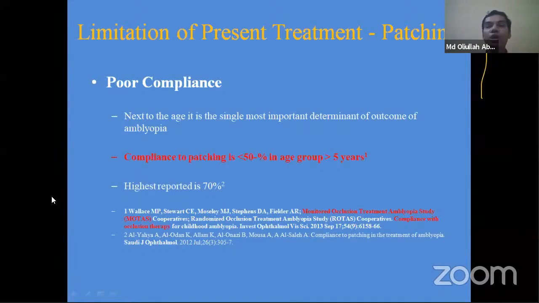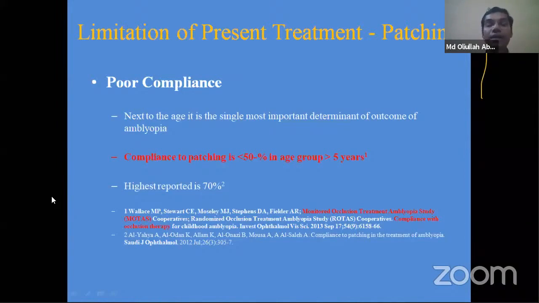Coming to the next, as you rightly pointed out, the compliance is poor. What happens to the compliance of this patient as the child grows up? The compliance keeps on decreasing. When a child becomes more than 5 years of age, the compliance goes down to less than 50%. So if you adhere to the protocol of saying that at 5 years of age you need to do around 4 hours of patching a day, yes, they will end up doing only 2 hours or so. So that means there is a 50% drop in their adherence.